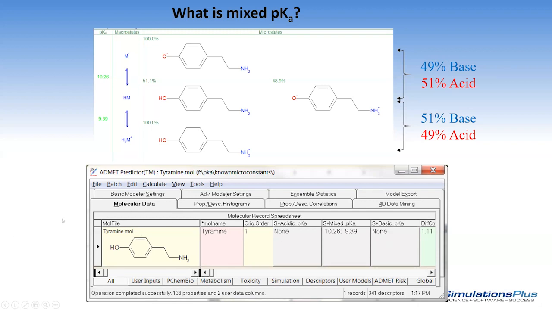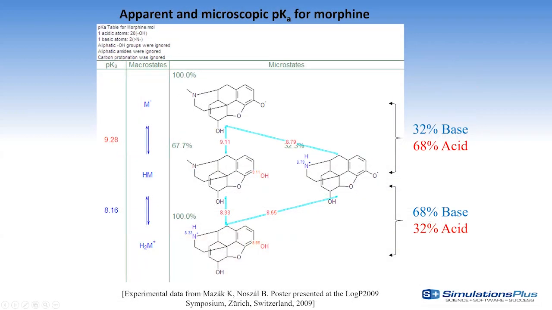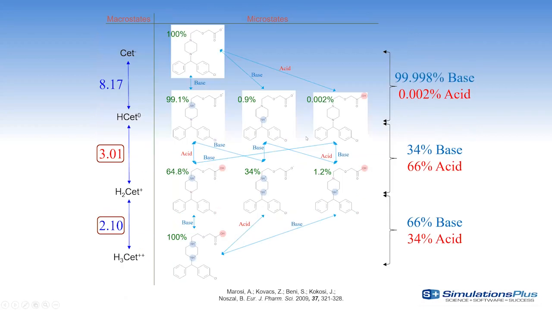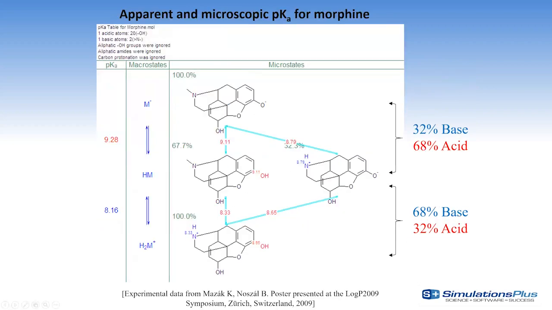Again, this is all based on the unfortunate organic chemist point of view. It leads to a lot of confusion and misleading conclusions. So it's much better to simply use ADMET Predictor in a visual way. It's much better to simply look at all microstates. The program displays it in such a way that you can understand what's going on.